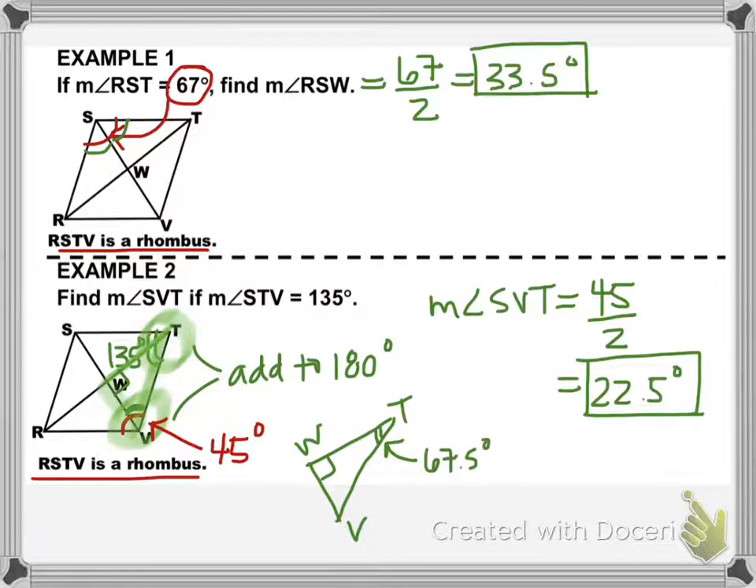degrees. So to find this angle here, remember, it's going to add with the 67.5 plus the 90 to equal 180. So you could add 90 plus 67.5 to get 157.5. Subtract that from 180, and then you'll still get the 22.5. So there's a couple different ways you could think about this problem. Let me know if you have any questions about that problem.